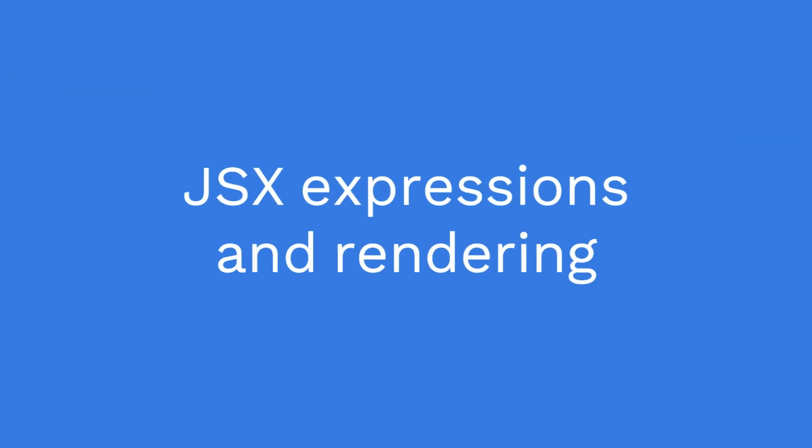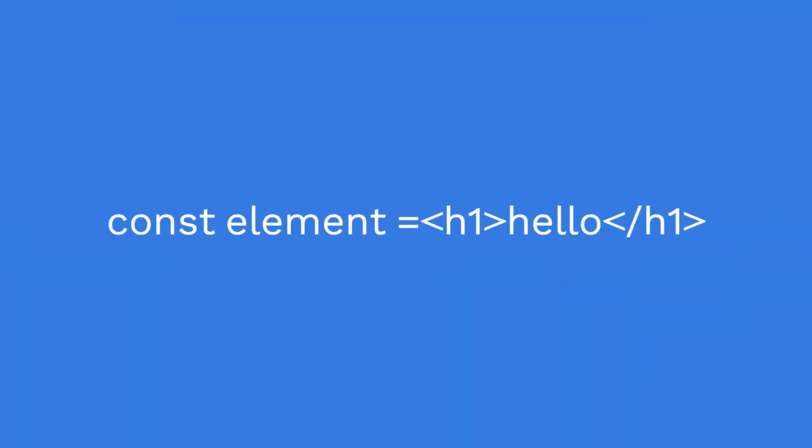JSX expressions and rendering. JSX, JavaScript XML, is a syntax extension for JavaScript commonly used with React, a popular JavaScript library for building user interfaces. JSX allows you to write HTML-like code within your JavaScript code, making it easier to create and render UI components. JSX expressions and rendering are fundamental concepts in React development. Let's break down how they work.